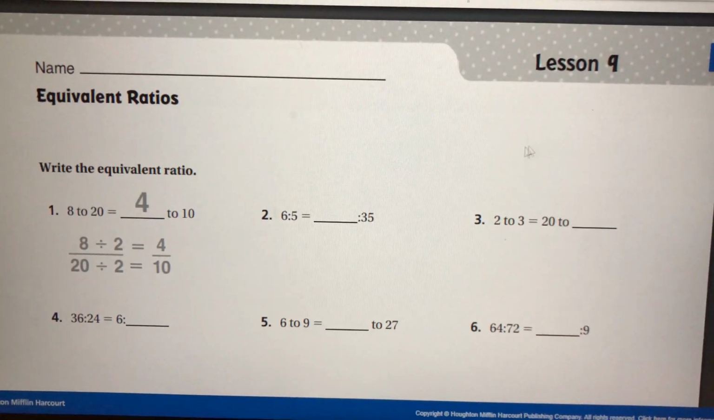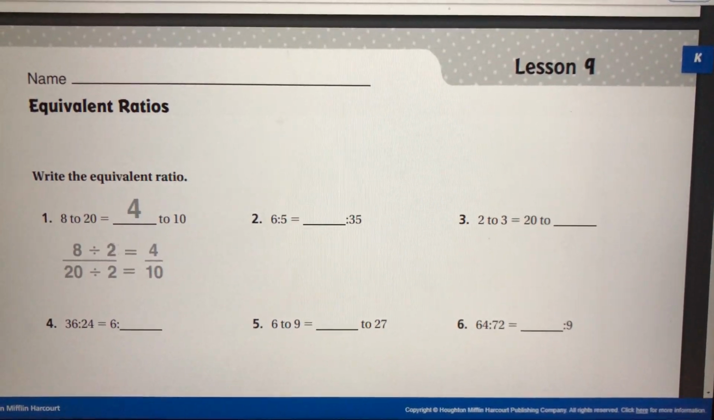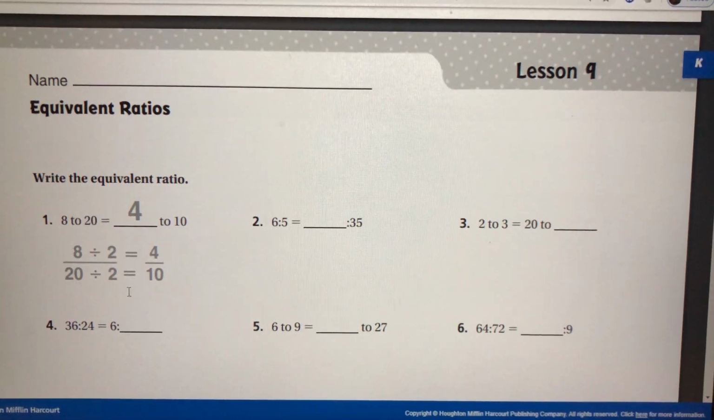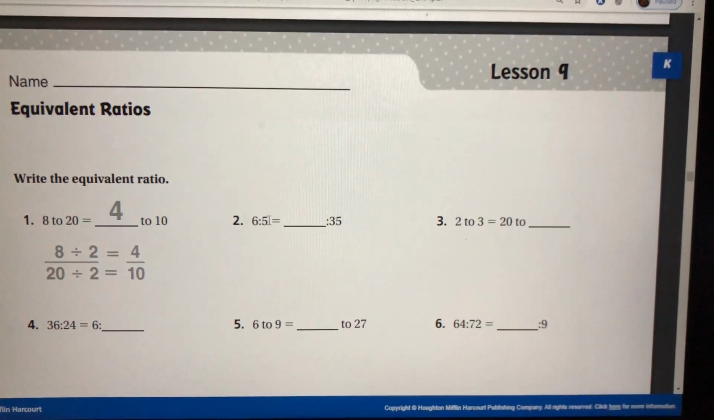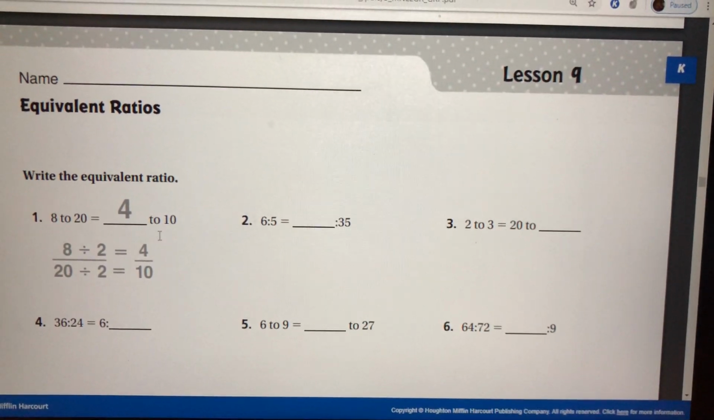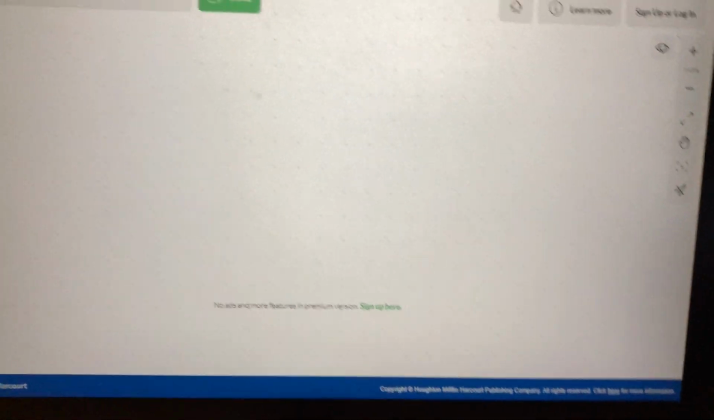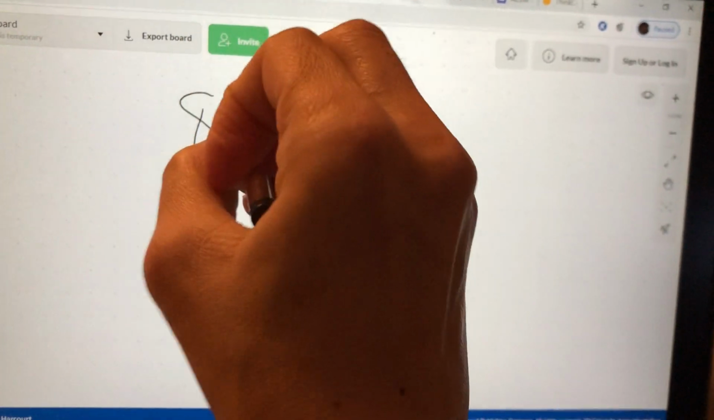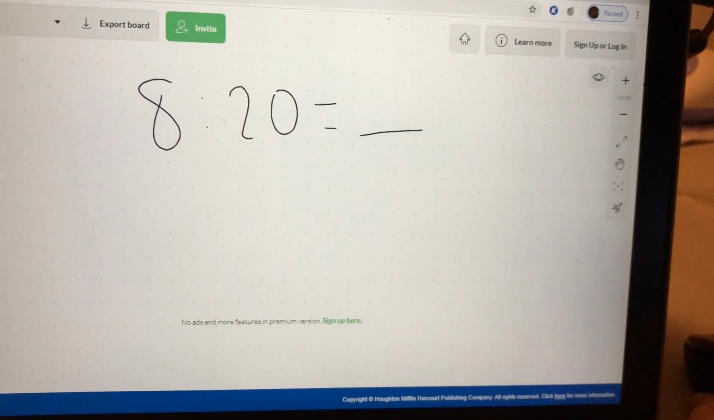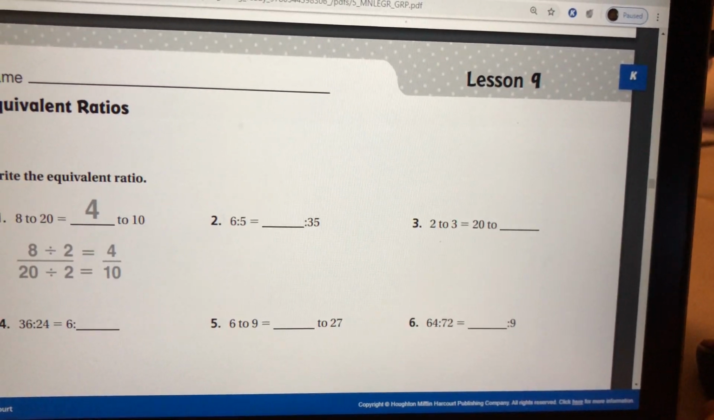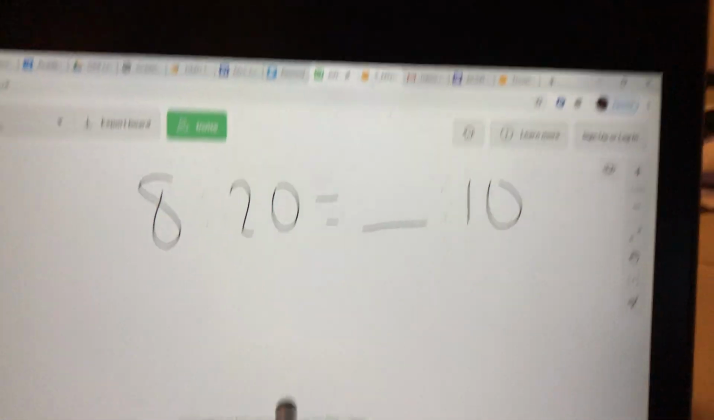Now with equivalent ratios, just keep in mind that it's easier to write them as fractions the way that you see here, okay? Remember that we always go from left to right like we did in yesterday's lesson. So let's take a moment to write 8 to 20. Okay, so we're going to go 8 to 20 equals blank to 10. Okay, so the easiest way is to write them as fractions.